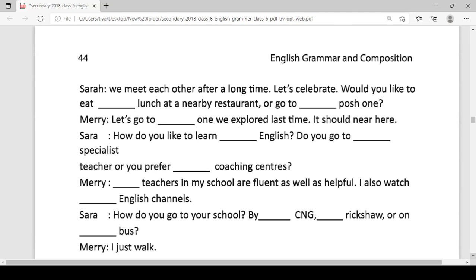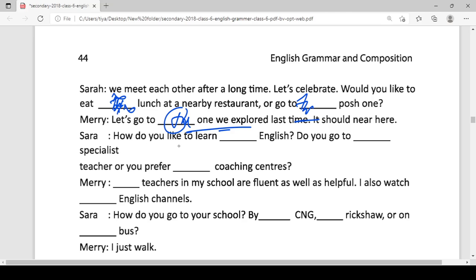Sara, we meet each other after a long time. Let's celebrate. Would you like to eat lunch at a nearby restaurant? And would you like to eat lunch? So just skip this. Would you like to eat lunch at a nearby restaurant or go to the posh one? Go to the posh one. Mary, let's go to the one we explored the last time, because here it is talking about the particular one.